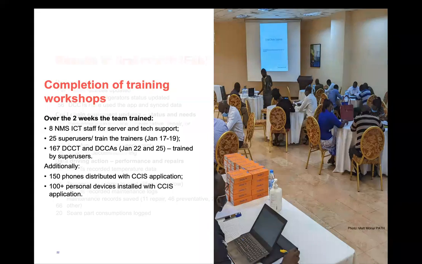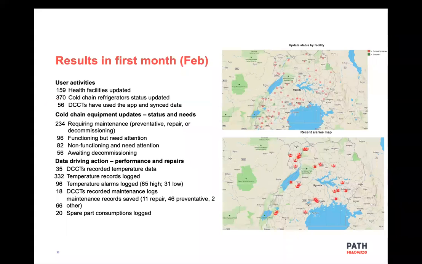Next, please. So what does that mean, and what are the results from that? Just within our first month of February, we were able to show that almost 160 facilities were updated, 370 refrigerators were updated, and 56 district cold chain technicians had used the app and synced new data to the system. Again, and that's 28 days of February.